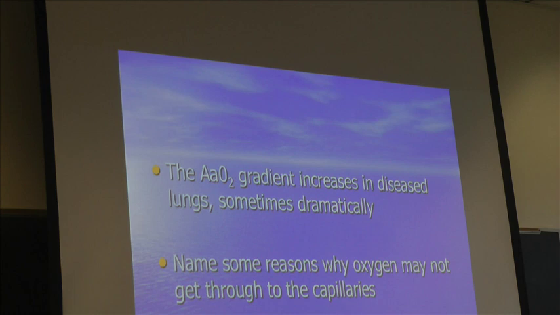Do you know how to calculate it? You've got what's in the alveolus, you've got what's in arterial blood. What is the gradient between the two? What do you think you have to do? Subtract. Yes, very good. Subtract the two numbers and tell me what the AA gradient is. Yeah, so the AA gradient is 20 torr. All right, so we said normal is between 5 and 10 torr. So is this a normal AA gradient? No.